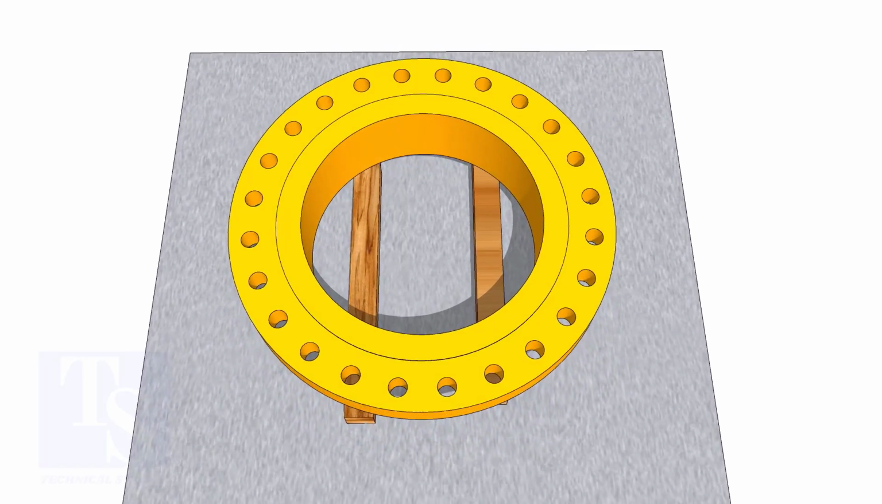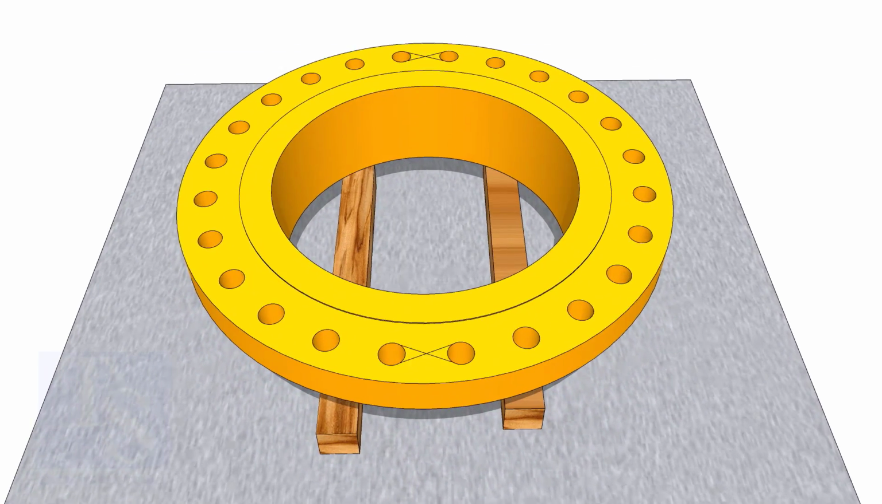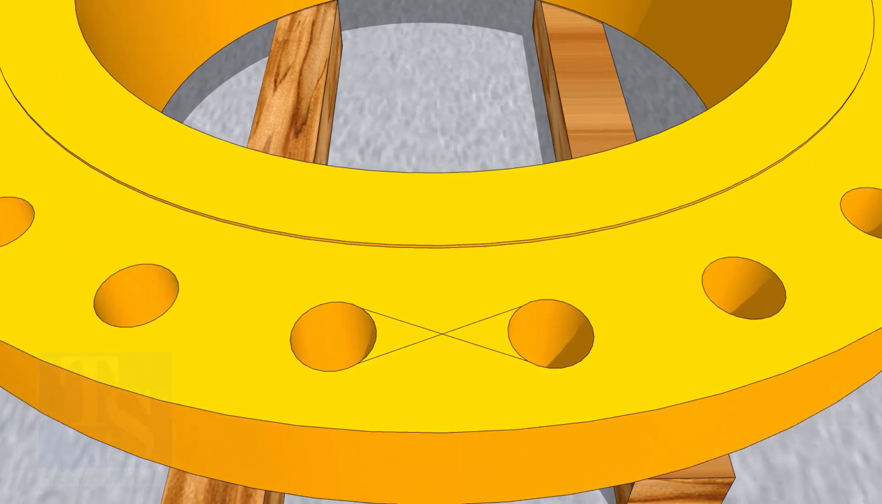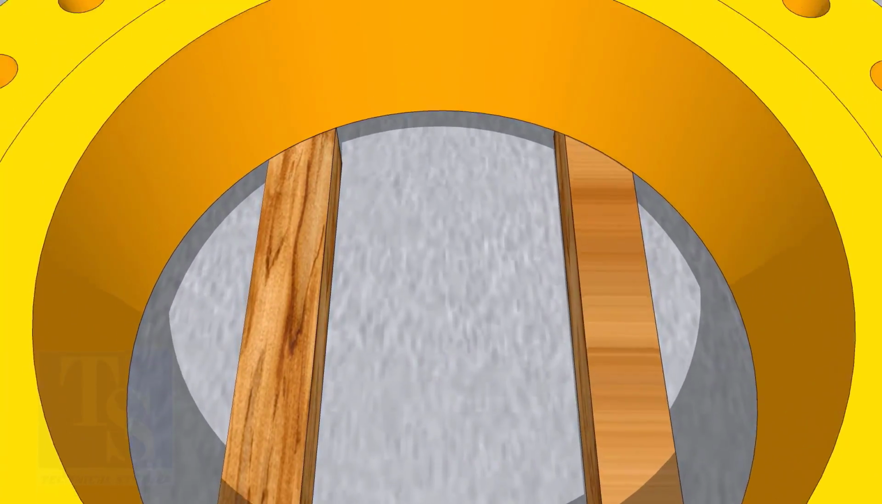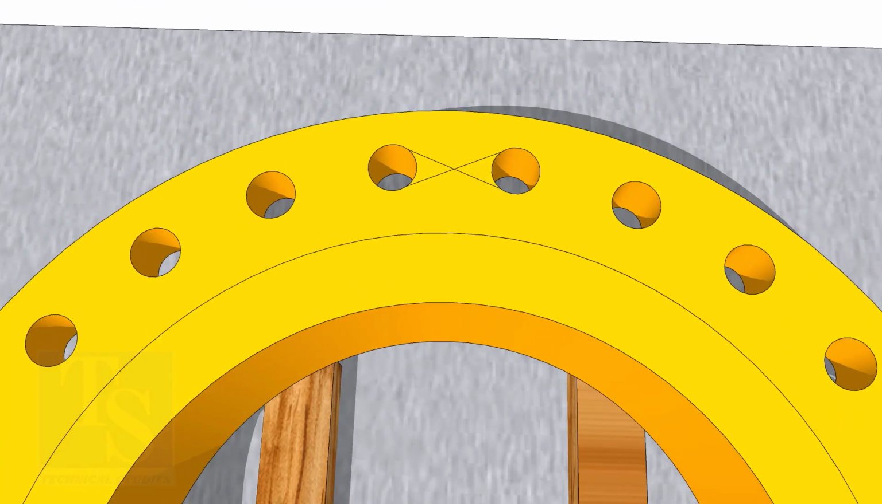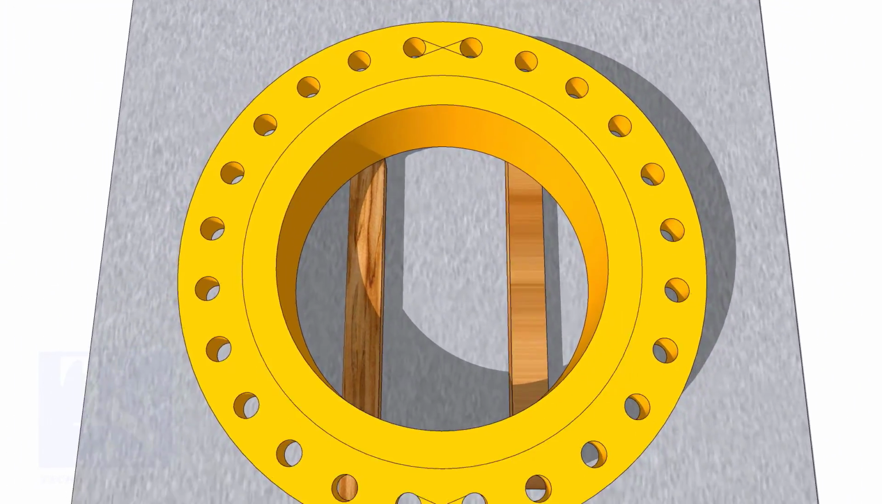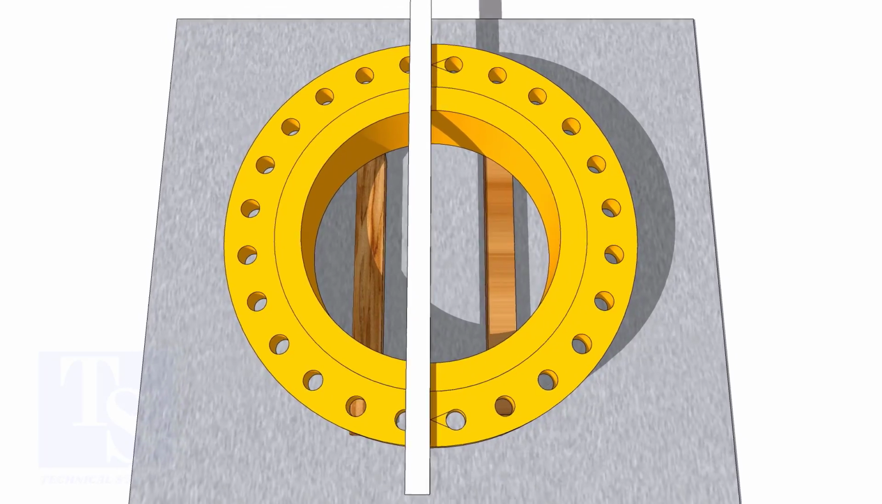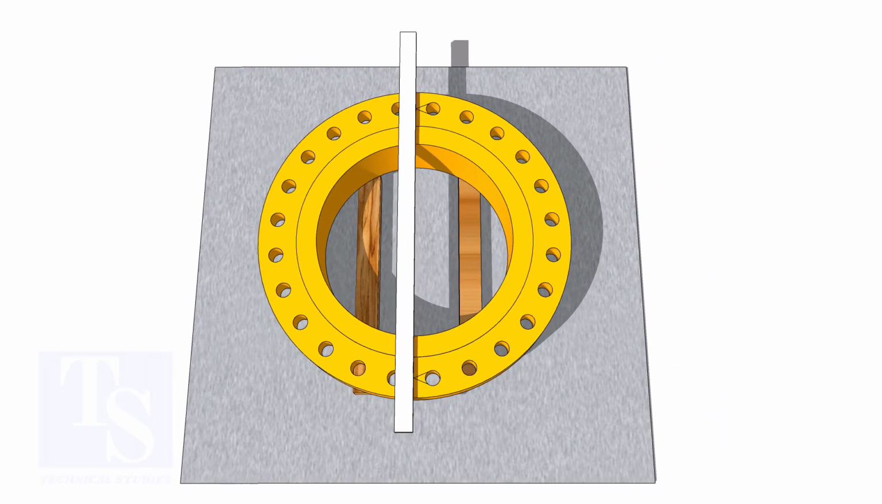In my previous videos, many times I had shown how to mark the center line of a flange. I am showing this again for the new viewers. Draw the center line of the flange and transfer it to the sides, as shown.